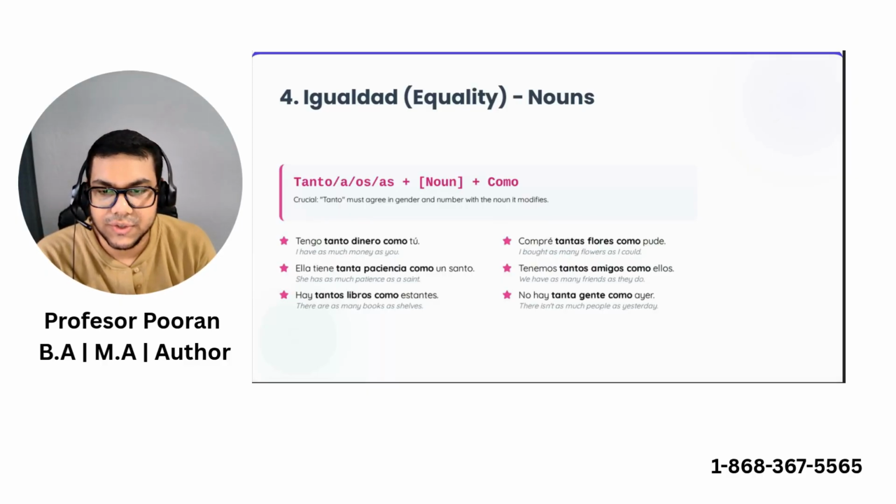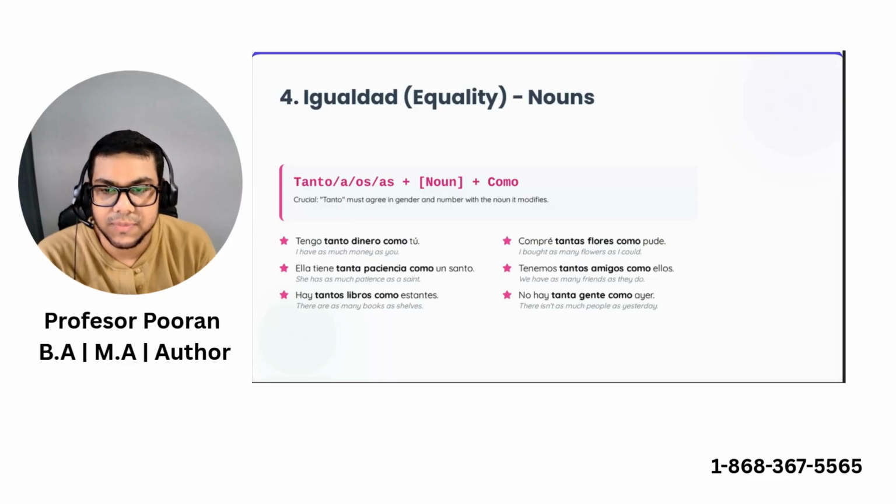So what it basically refers to here is saying as much as or as many as. Now in English, we know that there's a difference between much and many in terms of a noun being countable and uncountable. But in Spanish, we don't really look at that here. What we look at is just the gender of the noun itself and the number of the noun.